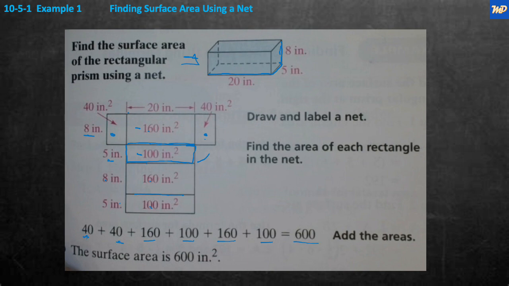And that is it. The surface area is 600 what? Inches. What kind of inches? Inches square. 600 inches squared. Don't forget to include your units. Without it, you'll have an incorrect answer.